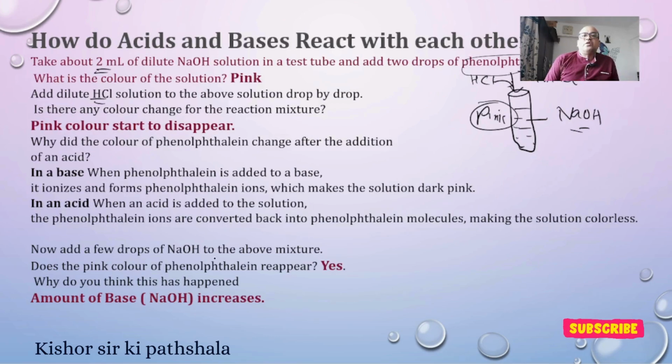Now add a few drops of sodium hydroxide to the above mixture. If we add more sodium hydroxide, what will happen? The quantity of the base will increase and the color of the solution will change to pink. The pink color will appear because the amount of base, sodium hydroxide, increases, so the phenolphthalein ions are formed, and that's the reason the solution becomes pink.